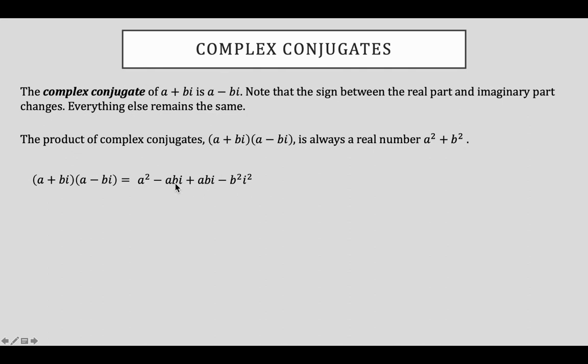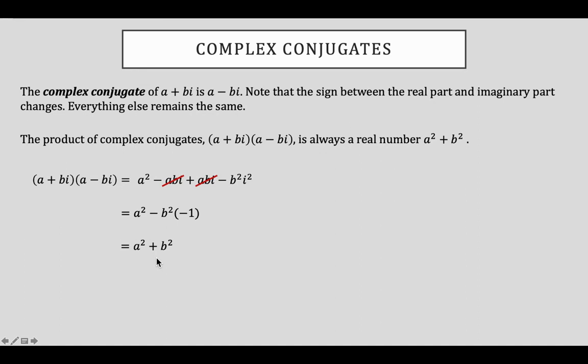Well, the outer and inner terms, they're opposites. They add to 0. I have a negative b squared i squared. i squared is the same thing as negative 1, which turns this into a plus b squared. A squared plus b squared.